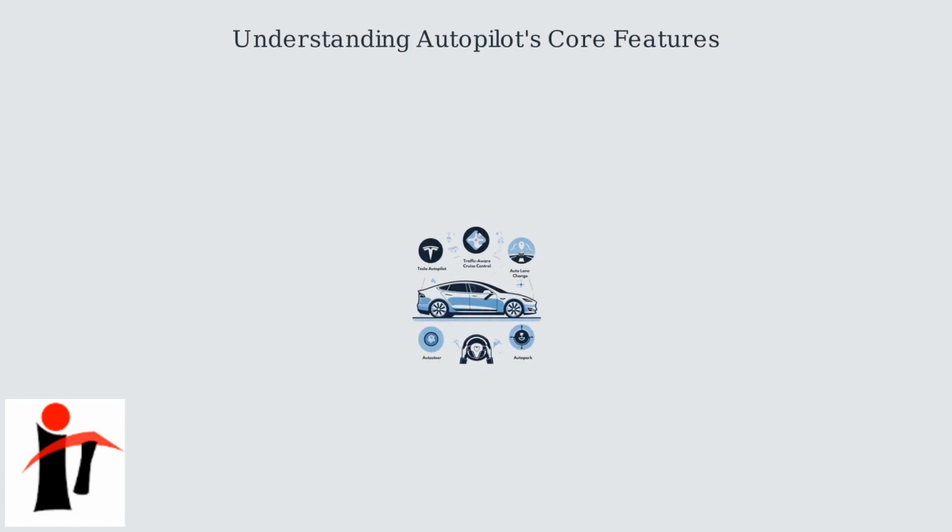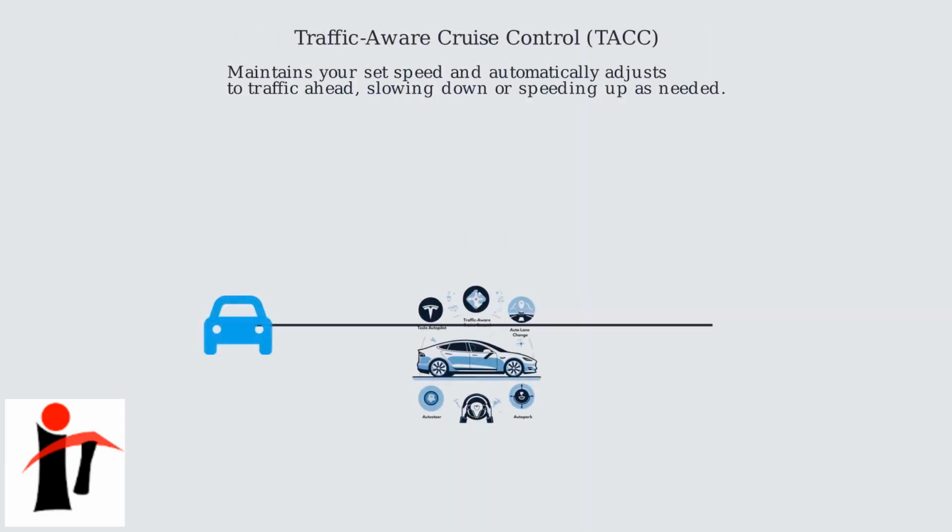Tesla Autopilot's core features are designed to assist with driving tasks while requiring your full attention. The primary components are traffic-aware cruise control and auto steer. Traffic-aware cruise control, or TAC, maintains your vehicle's speed and automatically adjusts to traffic conditions. It slows down when approaching slower vehicles and speeds up when the road clears, keeping a safe following distance.